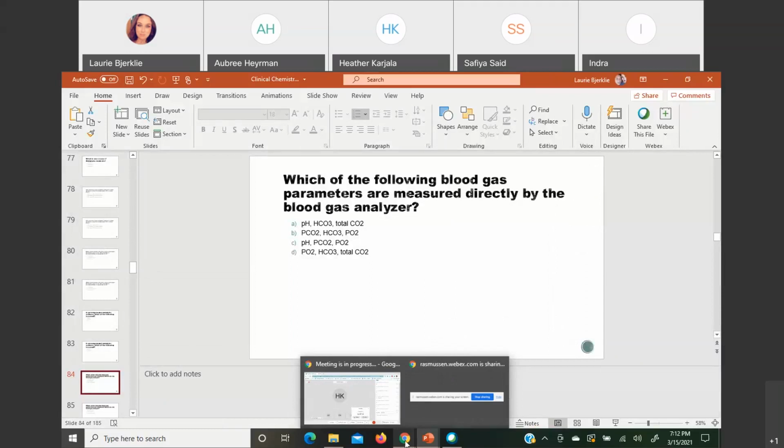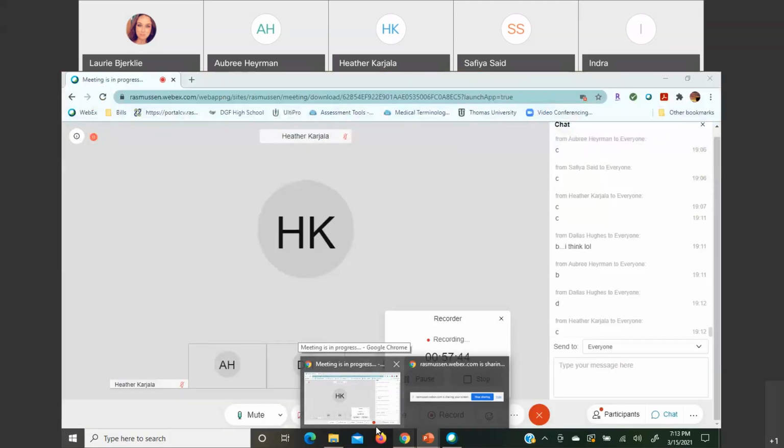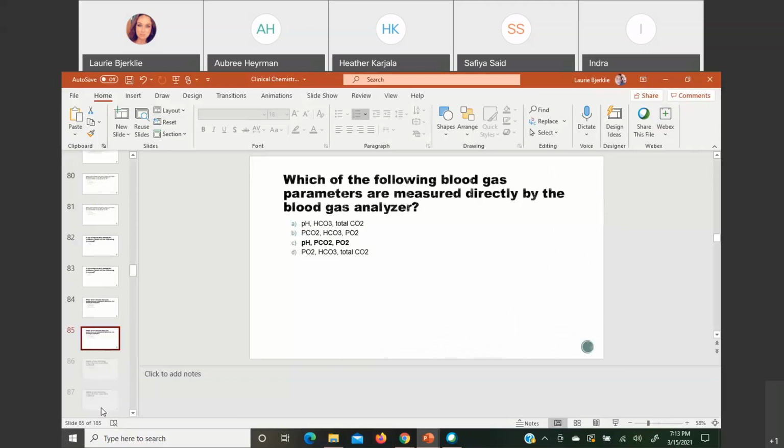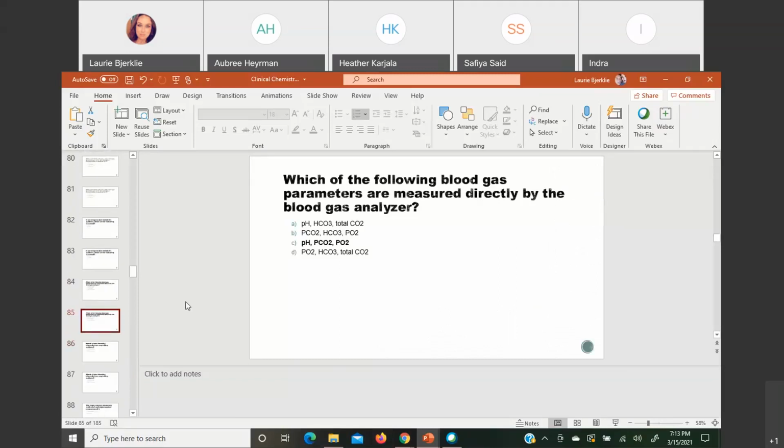And this one can be tricky. If you've never seen this question, you probably are like, I'm just going to guess. Okay, I have a couple answers here, and it is C, the P's. pH, the partial pressure of CO2, partial pressure of oxygen. Those are what is being directly measured. The rest can be calculated and interpreted.